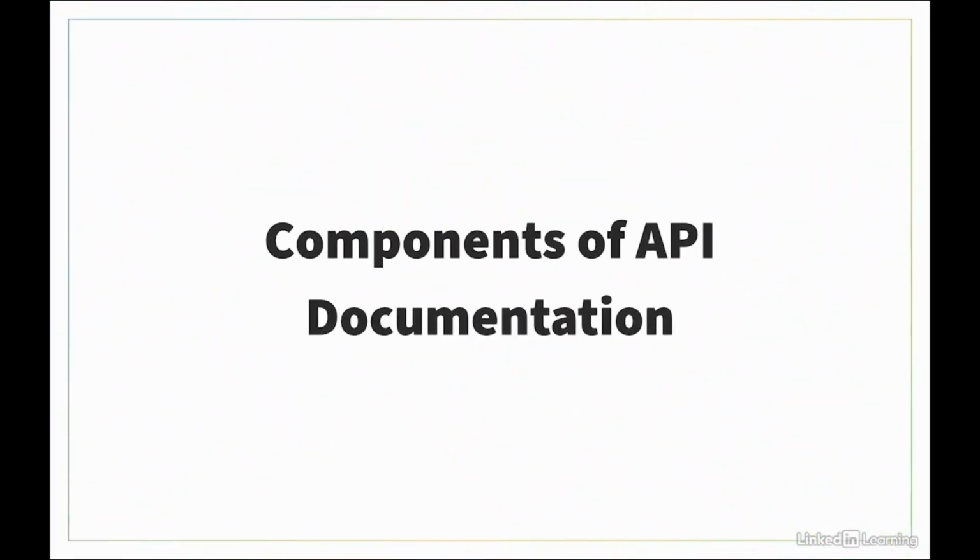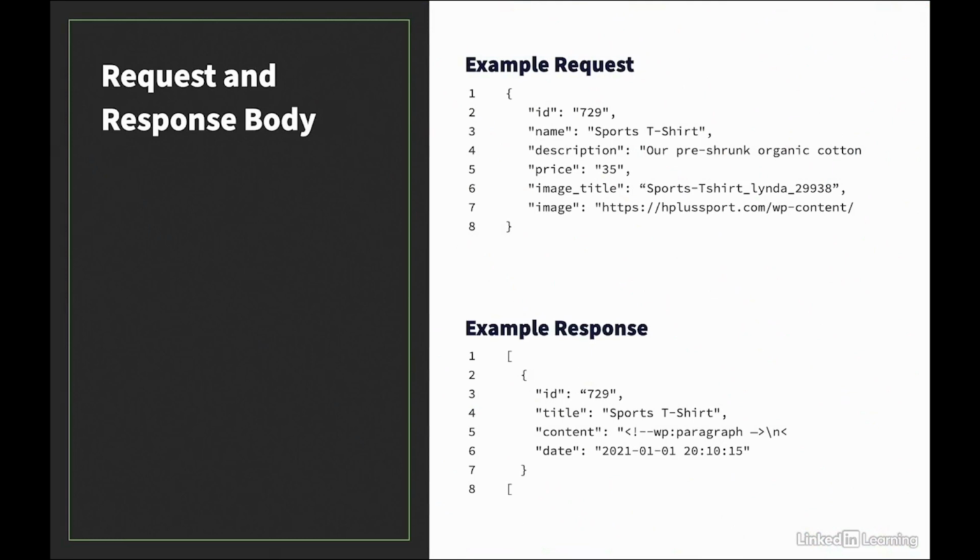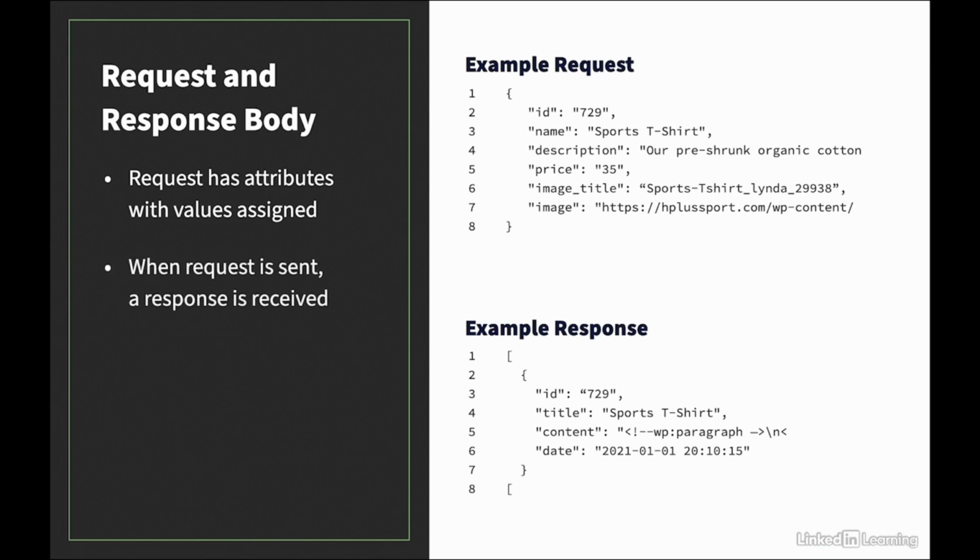Now let's learn about more API components to be included in API documentation. Request and response body. The request body has different attributes listed with values assigned to them in order to successfully send the request and get the desired response. It is very important to understand what those attributes are by giving a short description about each one of them in the documentation. These attributes make up the request body. When this request is sent, a response is received.